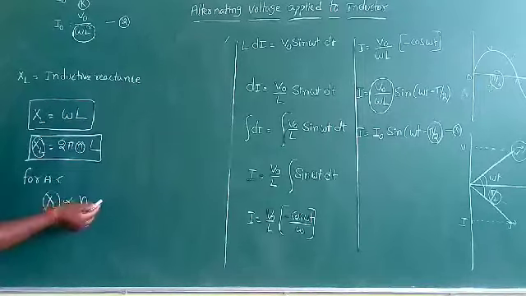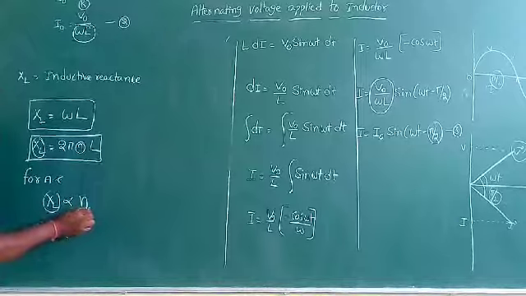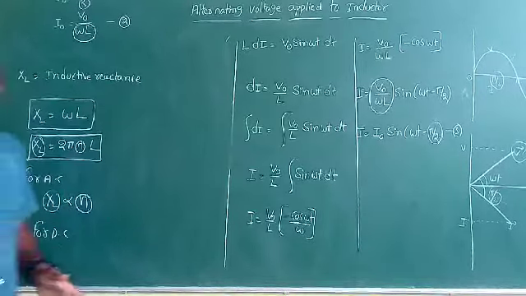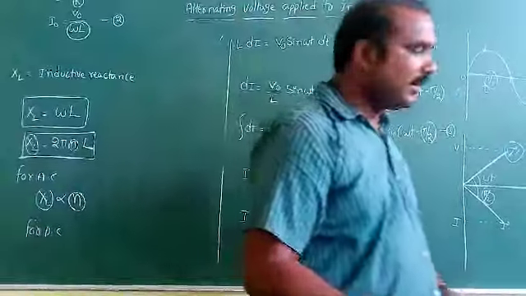For DC current, there is no frequency, so that is the reason there is no XL. So this XL value is applicable for AC currents only. For DC currents, it is not applicable.